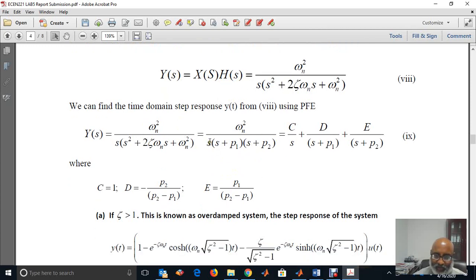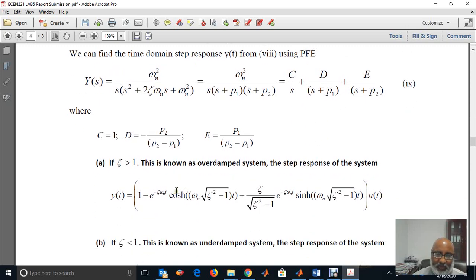We know this, and we do partial fractions. Now we have s also in the denominator, so Y of s will become C over s, D over s plus p1, E over s plus p2. If you try to find C, D and E, I did it for you here. You can find them easily. C is 1, you can verify this. D is minus p2 over p2 minus p1, where p2 and p1 are given above. And E is p1 over p2 minus p1.